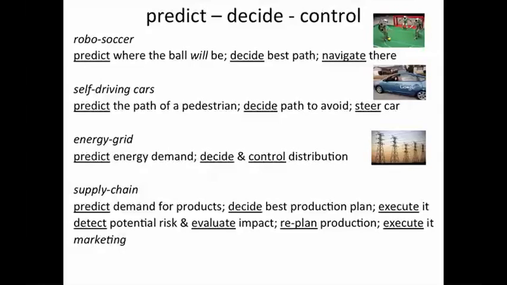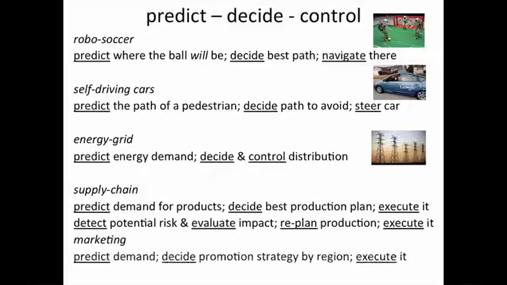Finally, in marketing, when one is trying to sell products, one might need to predict the demand for a product, decide the promotion strategy by region based on the demand, and then execute the promotion strategy. In each case, we have the predict, decide, and control piece.